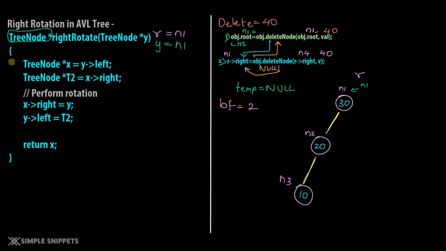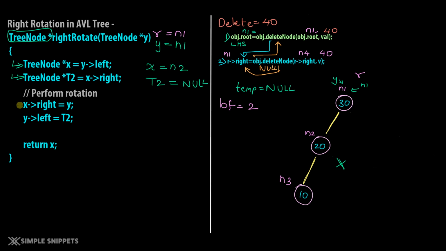But for those who haven't seen that, the first step is you create tree node X equals to Y of left. So X will be equal to Y of left. Y is nothing but N1. What is there to the left of N1? We have N2. So X is going to be N2. Then you will say tree node star T2 is equal to X of right. X we just said is N2. Is there anything to the right of N2? No. So this means we will have null over here.